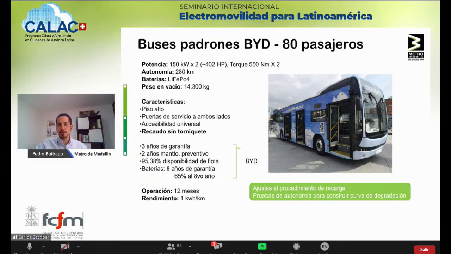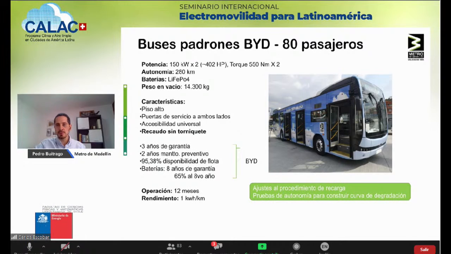In the post-sale conditions that were established in this process, this included 3 years of warranty, 2 years of preventive maintenance, and 95.38% of fleet availability that needs to be guaranteed by the vendor. And in terms of duration of the batteries, they need to guarantee that in year 8, the degradation or loss of autonomy is at 65%. It cannot be below 65%.